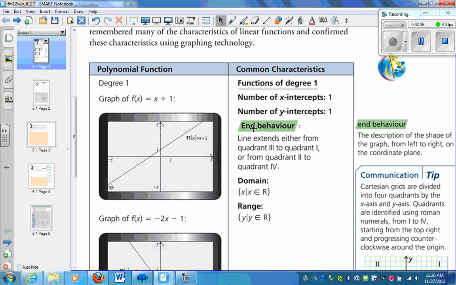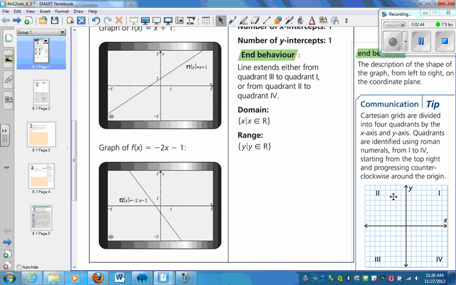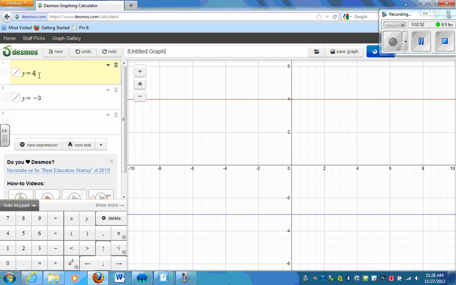Its end behavior is important. It's the description of the shape of the graph from left to right. So it goes from quadrant 3 to quadrant 1. If you forget your quadrants, they're right here. The domain: this graph goes on forever and ever and ever, and that can kind of be shown pretty well here. So let's do x plus 4.